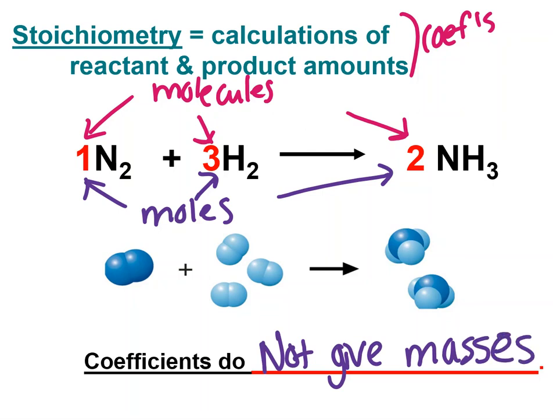In other words, I cannot say that a gram of nitrogen combines with 3 grams of hydrogen. That is not true because it is a particle-to-particle ratio. And because the molecules are different sizes, that doesn't work.